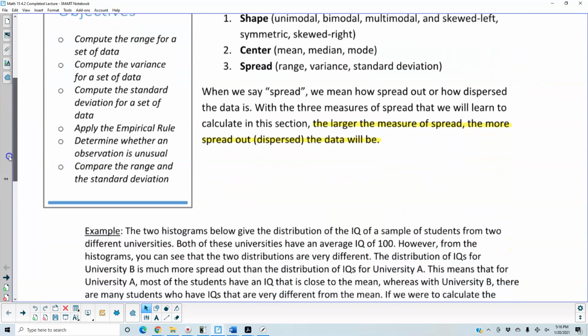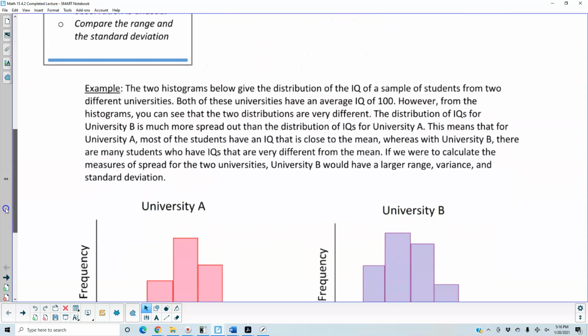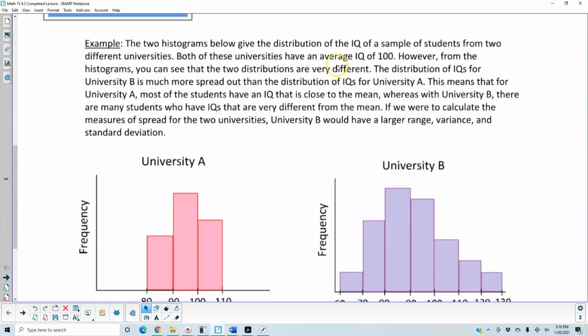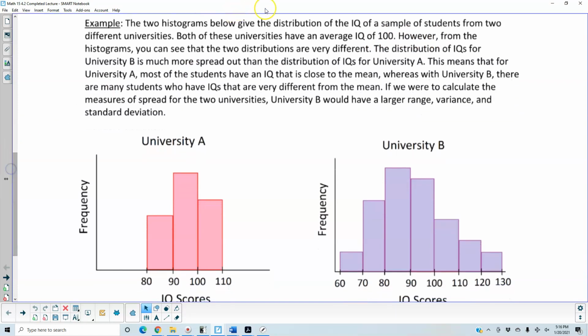For example, the two histograms below give the distribution of the IQ of a sample of students from two different universities. Both of these universities have an average IQ of 100. However, from the histograms, you can see that the two distributions are very different. The distribution of IQs for University B is much more spread out than the distribution of IQs for University A.